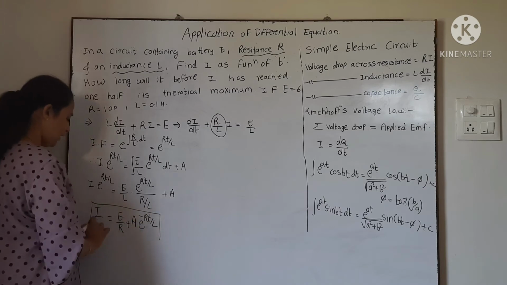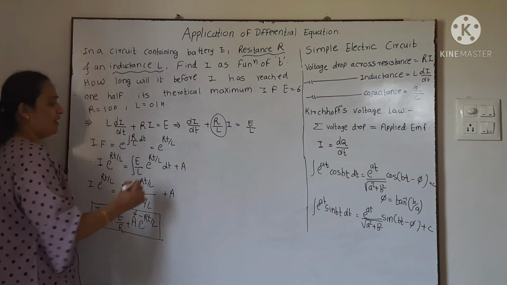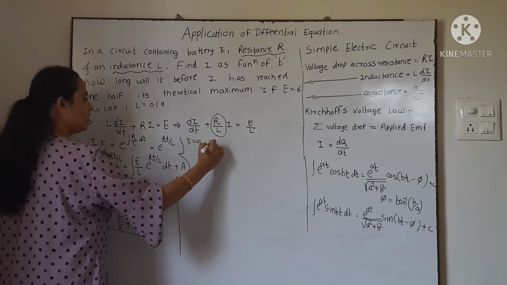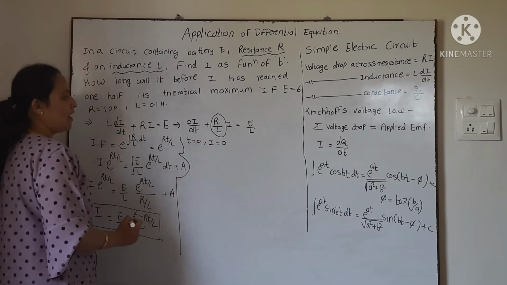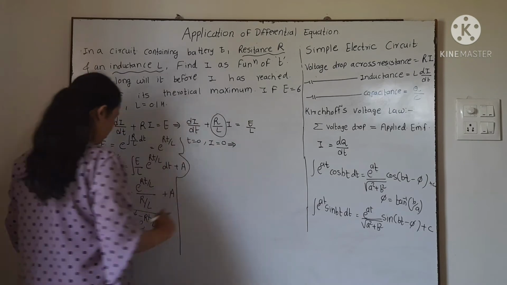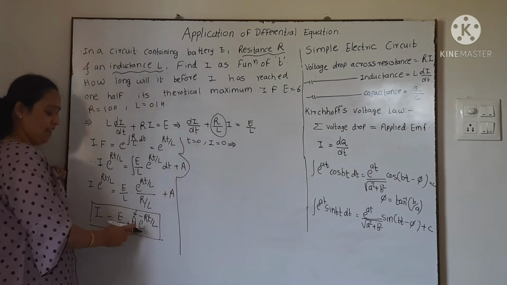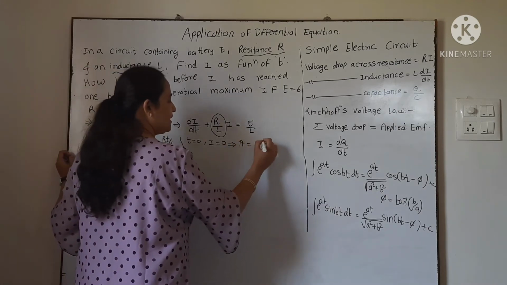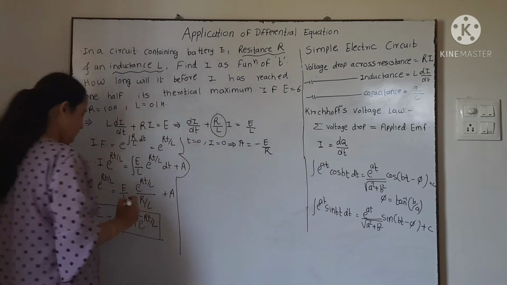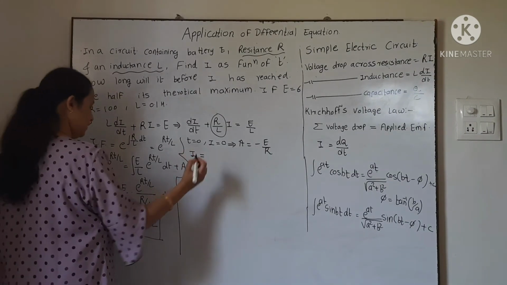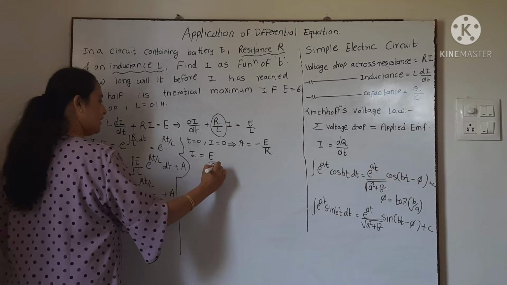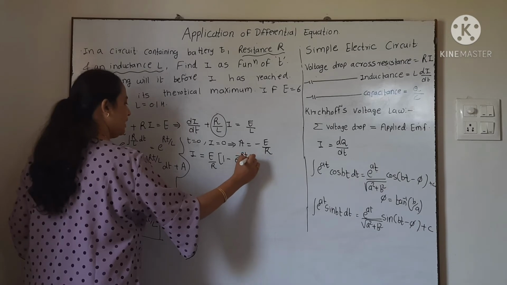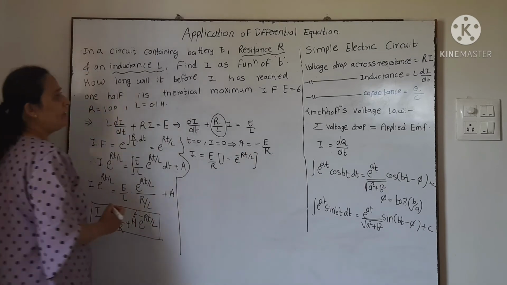This is the expression of current. To find the value of the constant of integration, assume that initially, when t is equal to 0, there is no current in the circuit, so I is equal to 0. This gives t equal to 0, I equal to 0. e raised to 0 is 1, and I is 0. So, you will get A is equal to minus E upon R. Substitute this value, you will get current is equal to E upon R, which we can take outside, and inside the bracket 1 minus e raised to minus RT by L. This is the expression of current in terms of time.